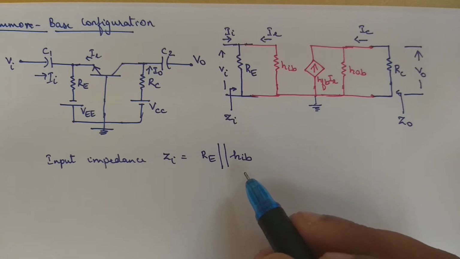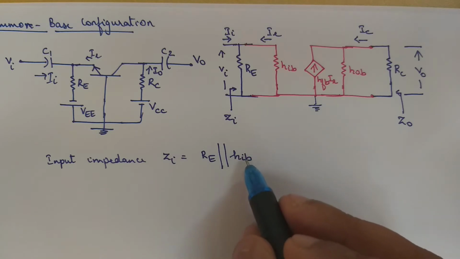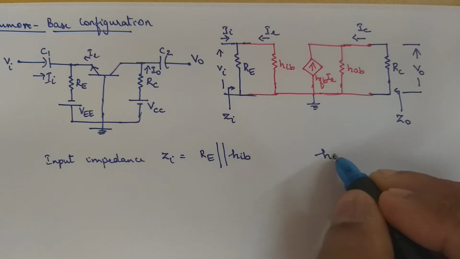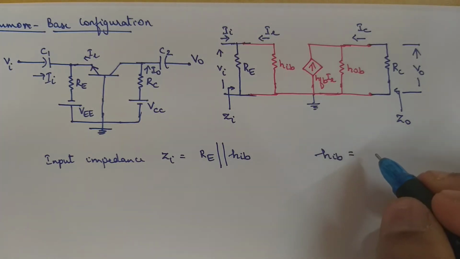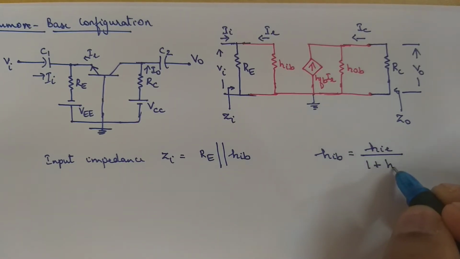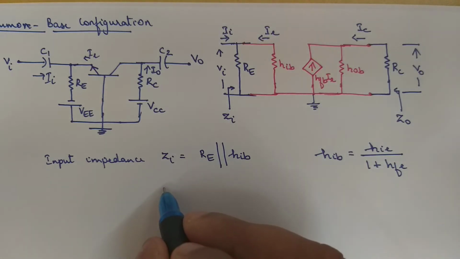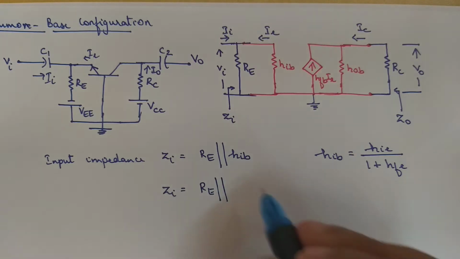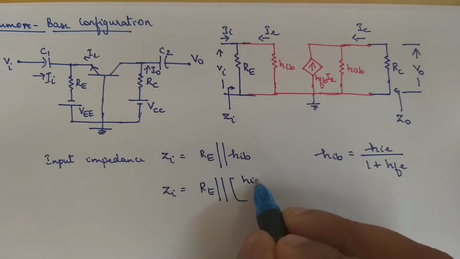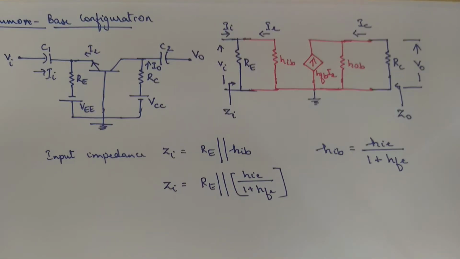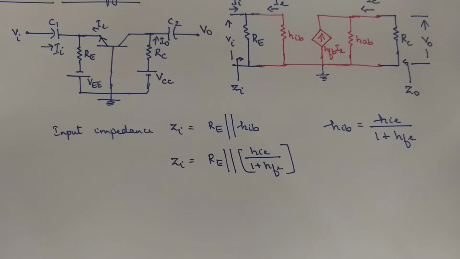For this part of the circuit, as I have told previously, all the parameters given by the manufacturer will be in terms of CE configuration itself. So we have to obtain the equivalent expression for HIB in terms of the CE parameters. HIB in terms of CE parameters is HIB equal to HIE divided by 1 plus HFE. So we can write the input impedance Zi is equal to RE parallel with HIE divided by 1 plus HFE. So this is the input impedance part of the circuit.